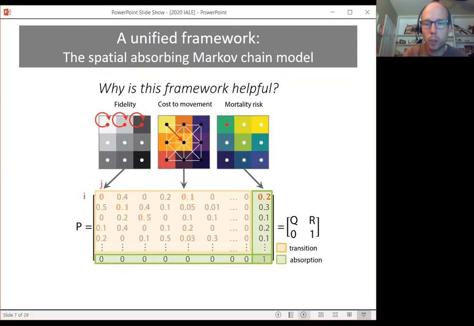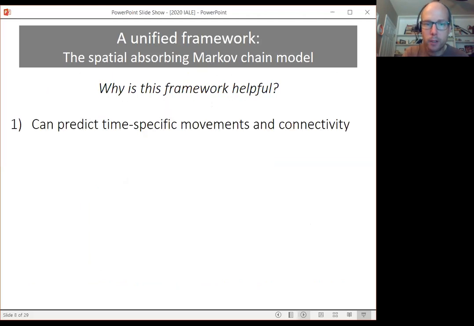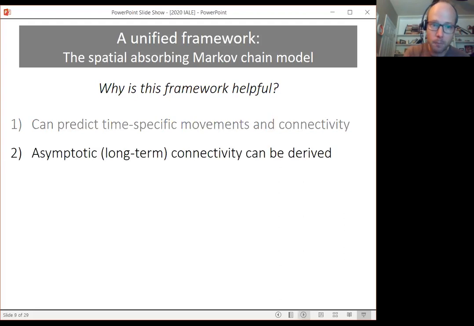So why is this framework helpful? Well, I would argue it's helpful for at least 6 reasons. The first of which is because it is time explicit, we can predict time-specific movements and connectivity. And this is very relevant for modeling scenarios such as effects of climate change over a given time interval, or looking at problems of dynamic connectivity.